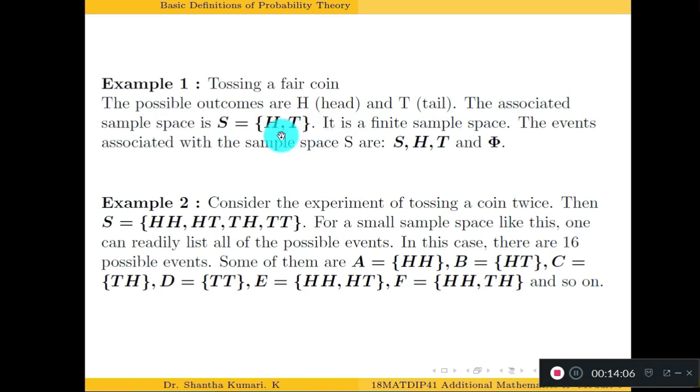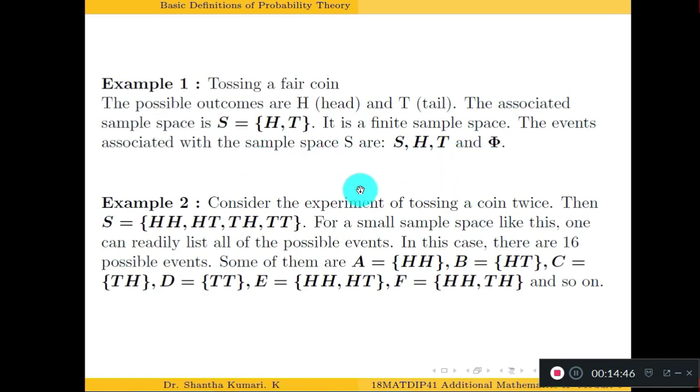And which are the events? That means which are the subsets of this sample space. The null set is always a subset of every set. Remember that result under set theory. The null set is always a subset of every other set. So phi is a subset of this. The set containing only H is also a subset of this. The set containing only T, here set notation is required, is also a subset of S. And anyway, S itself is a subset of S, the sure event. So there are 4 possible events.